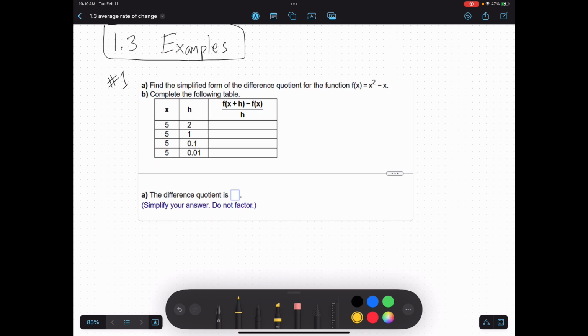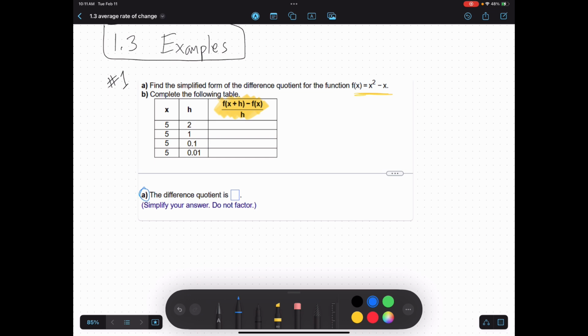You'll notice, here's my formula again. Instead of a, they use x, so f of x plus h minus f of x all over h. And then here's my function, x squared minus x. And we might be tempted to go ahead and start plugging my x in and plugging my h in. The problem with that is this part A.